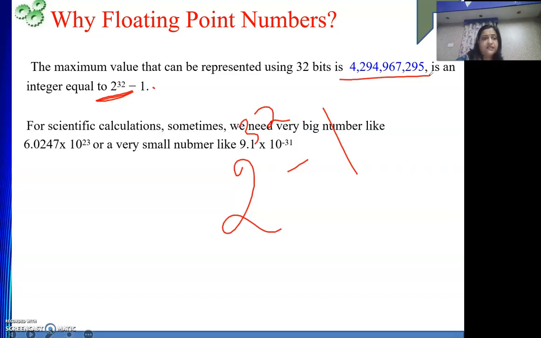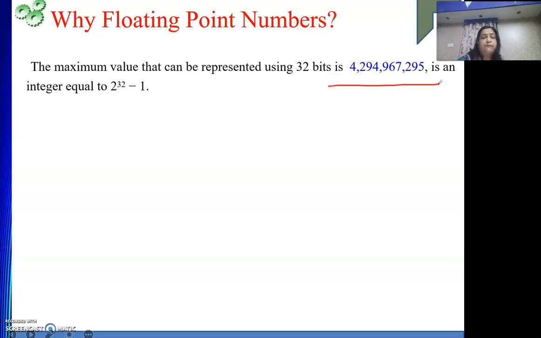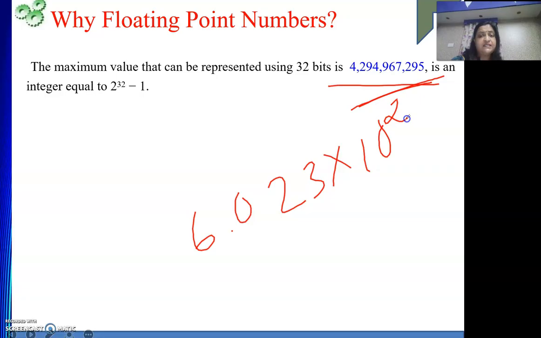This is the maximum number using 32 bits. But when we do many scientific calculations, we come across many numbers which are bigger than this, and that also I need to represent. But how many bits are there for me to represent a number? 32 bits, and the number that I want to represent is bigger than this. One example you can take is 6.023 into 10 to the power 23. What is this? Avogadro's number. It is a very big number that I need to represent.